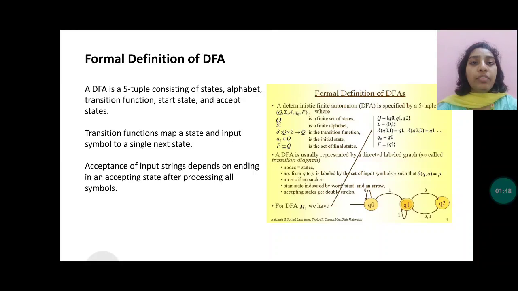The formal definition of a DFA: it has a 5 tuple consisting of states, alphabet, transition function, start state and accept states. As given in the figure, we can see the self loops and the movement during the process. They map a state and input symbol to a single next state. Acceptance of input strings depends on ending in an accepting state after processing all symbols.